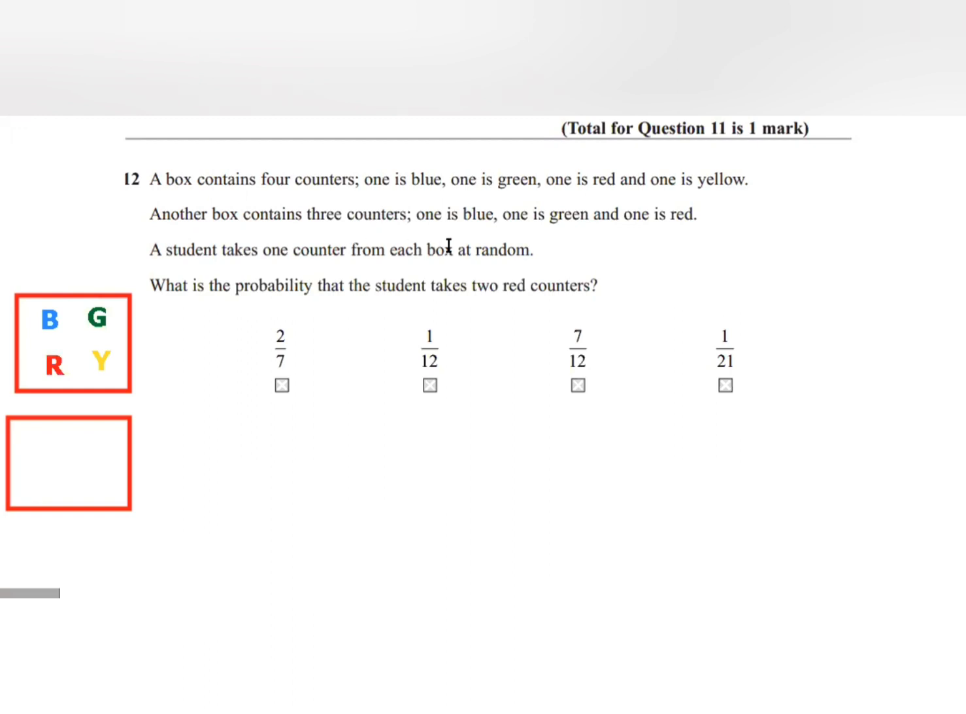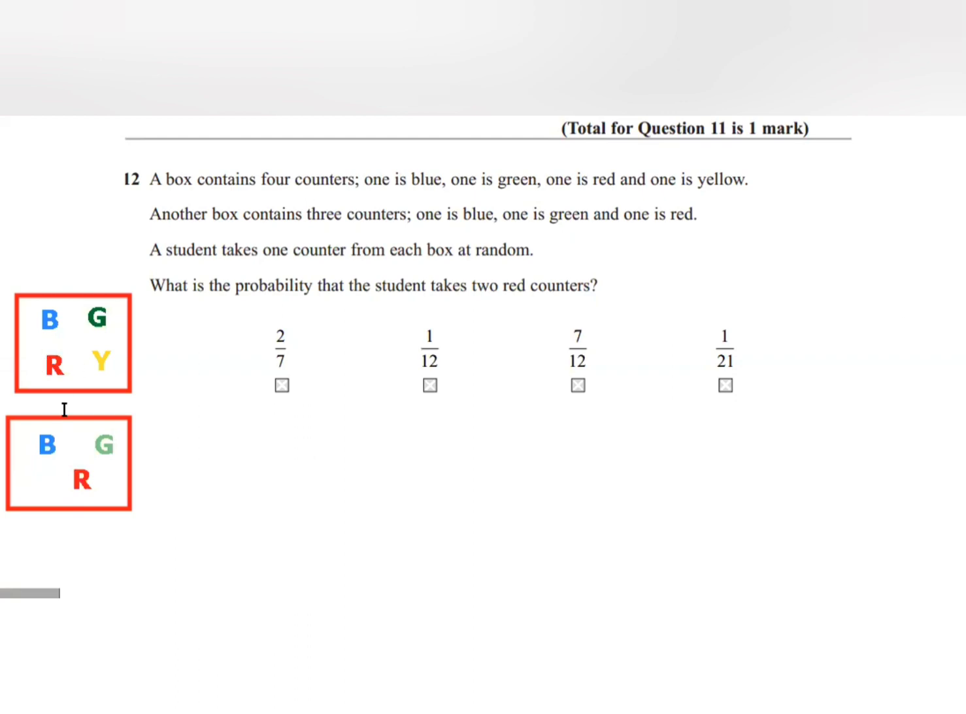The second one has 3, which is one blue, one green and one red. So we have 2 boxes. The first one has 4 counters, second one has 3 counters. Now the question is, a student takes 1 counter from each box at random. What is the probability that the student takes 2 red counters?